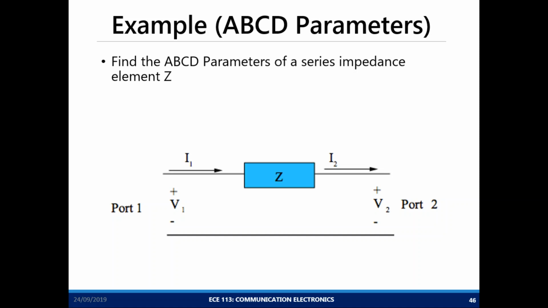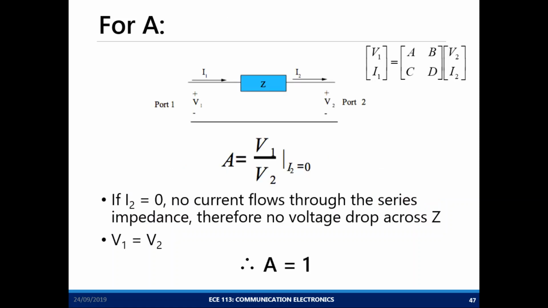To solve for the ABCD parameters, first we need to get the voltage gain. To get the voltage gain, your output must be terminated by an open circuit. That means I2 here will be 0. If I2 is 0, then we can now solve for V1 over V2. Since there's no current here, there's no voltage drop across your impedance. Therefore, V1 is equal to V2, which makes A equal to 1.